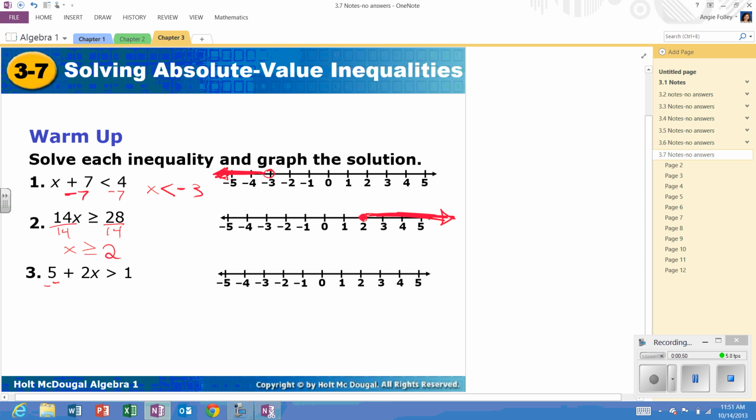Okay, for this next one, I need to move the 5 over. So 2x is greater than -4 because 1 minus 5 is -4. Divide both sides by 2. I do not flip the sign because I'm dividing by a positive number. So then x is greater than -2. I have an open circle at -2, and I color everything to the right of my -2.